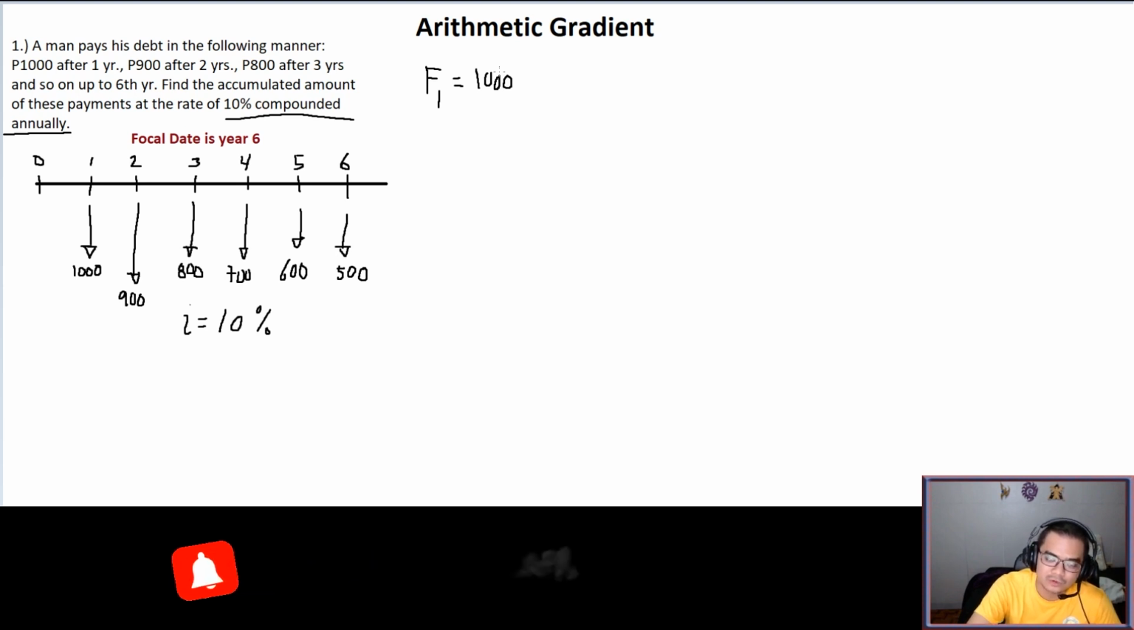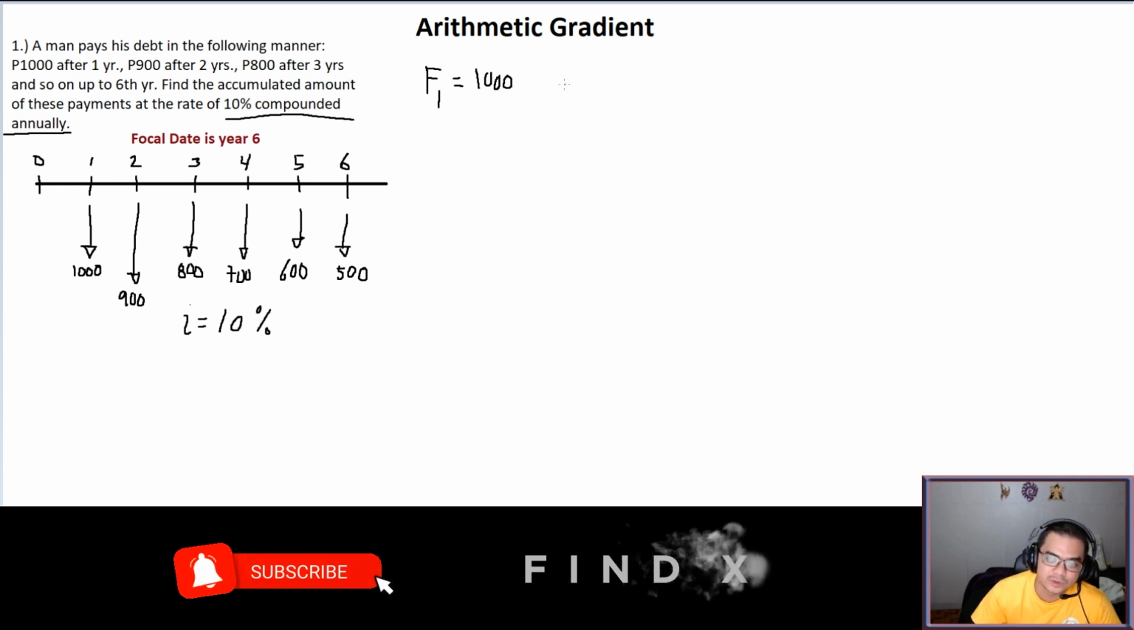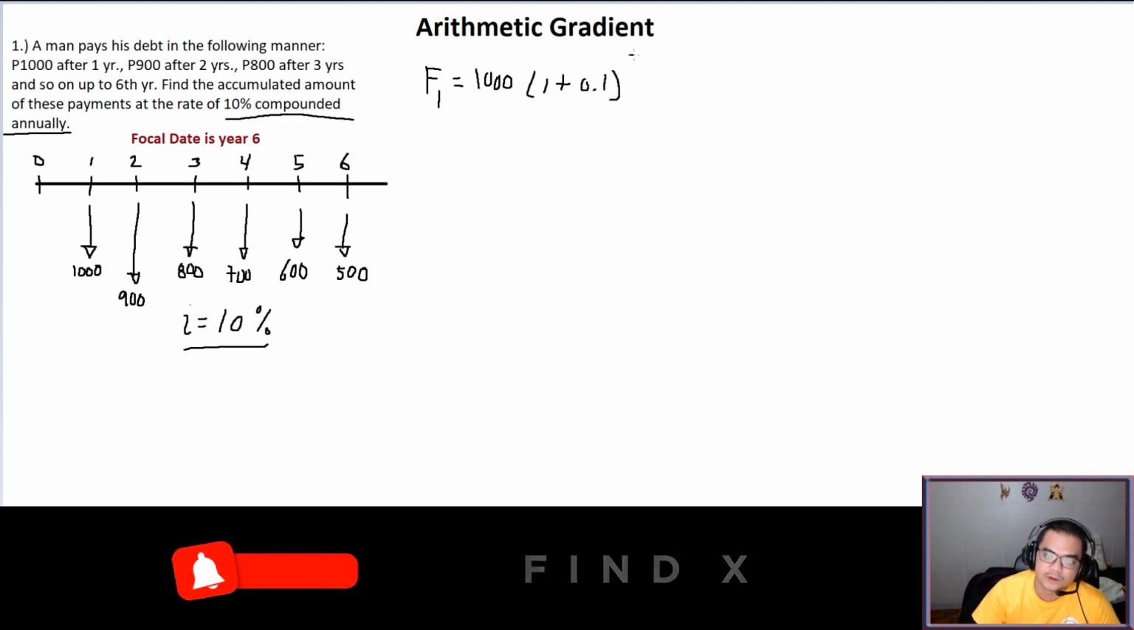So all we have to do is take note of the year. That's 1,000, and you have to bring it to year 6. From year 1 to year 6, that is 5 years, right? So that is 1 plus i, where i is 10%, so 0.1, raised to 5. When you are going to the future, the exponent must be positive.